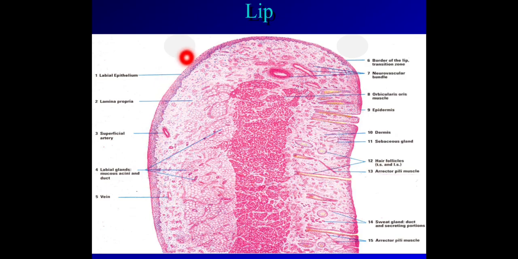Now here this is the inner surface. The inner surface is lined by the thick epithelium, that is the stratified squamous non-keratinized epithelium. So this epithelium lines the whole of the inner aspect of the oral cavity. The whole of the oral cavity is lined by this epithelium. So this inner surface of the lip has the same epithelium, stratified squamous non-keratinized epithelium.